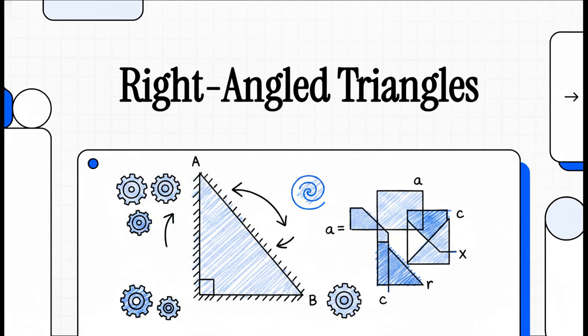Triangles are basically the hidden building blocks of our physical world, right? From the architecture of massive suspension bridges down to the digital rendering of your favorite video games, they are literally everywhere. So we're going to break down exactly how they work, why they behave the way they do, and give you the geometric superpowers needed to really understand them.